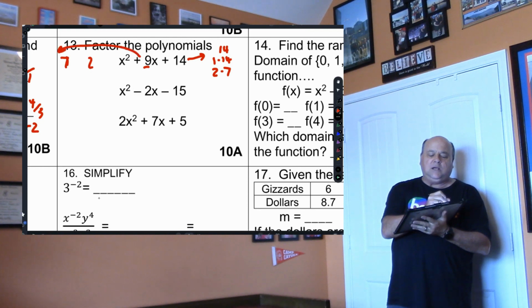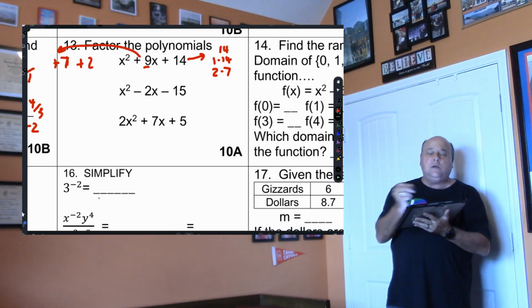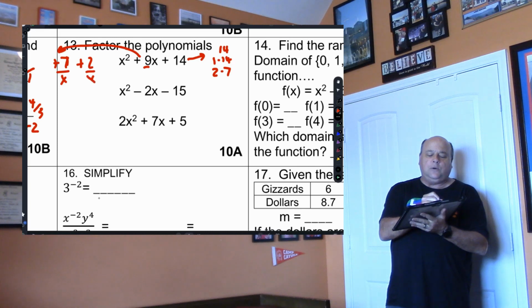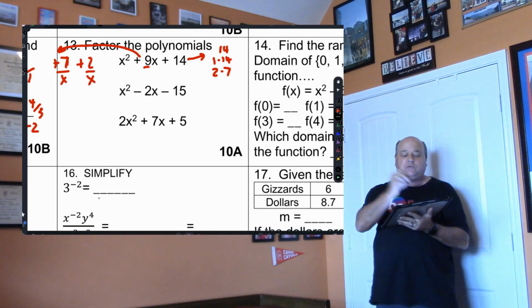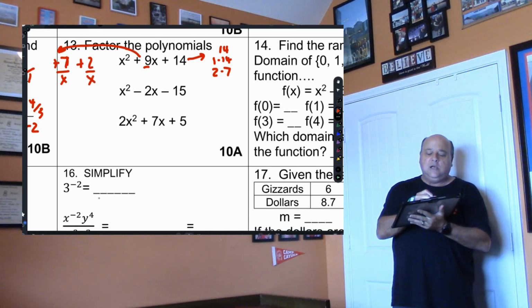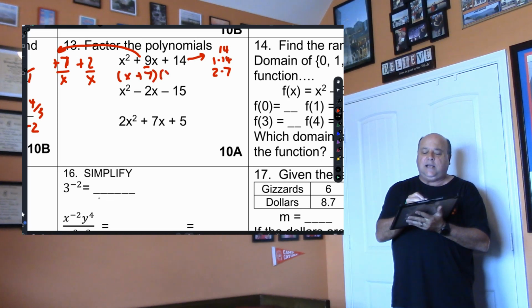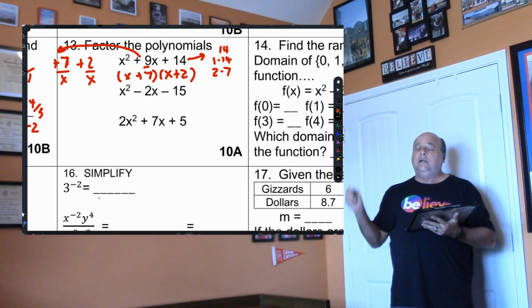And remember, the plus, or that middle sign goes to the big one. They both have to be plus, and their bottom's going to be x. This right here turns into the parentheses. So I have x plus 7 and x plus 2. Let's do the next one.